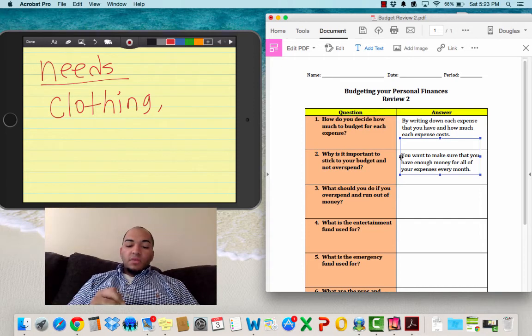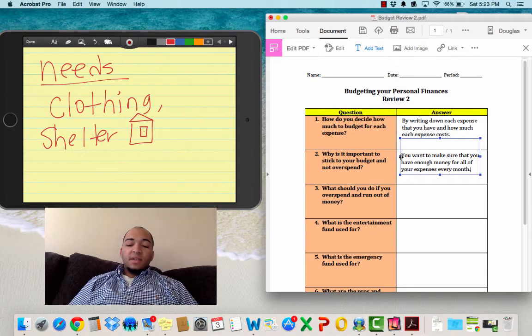You also need shelter. Okay, remember that shelter is the house that you live in, okay? The nice little house that you live in with the front door. Shelter includes the rent or the mortgage if you own the house. Most of you are going to pay rent. You also need food and water and power, okay? Those are the basic necessities that I think a person needs.